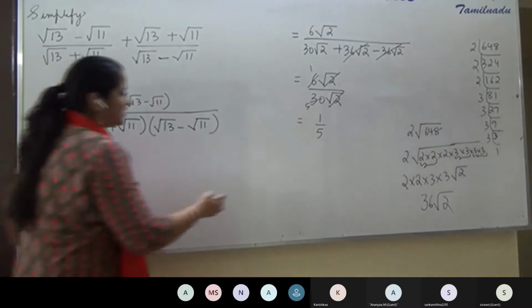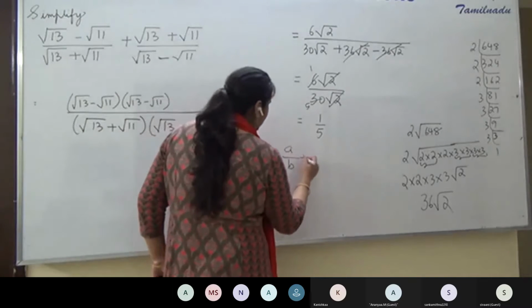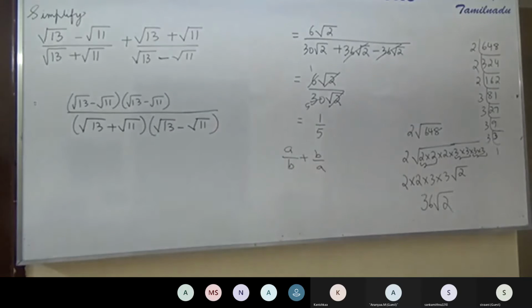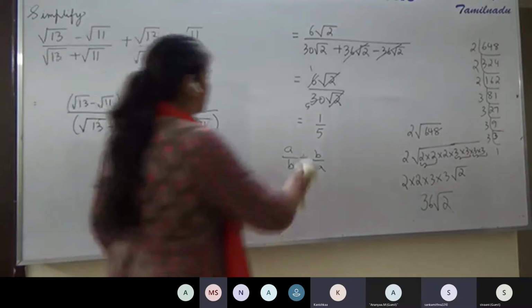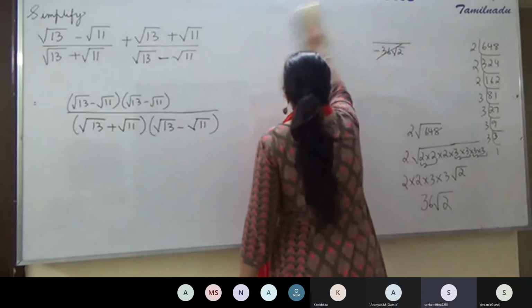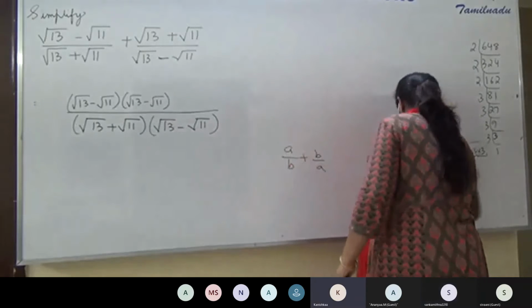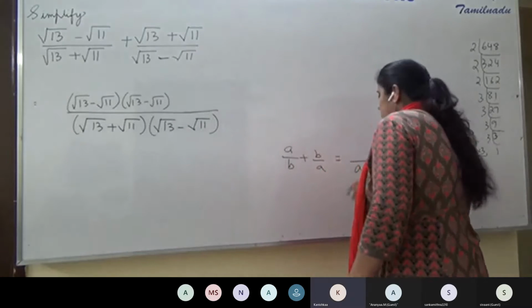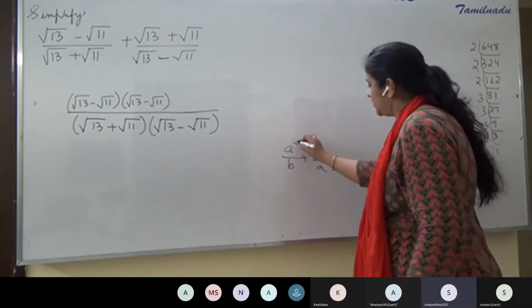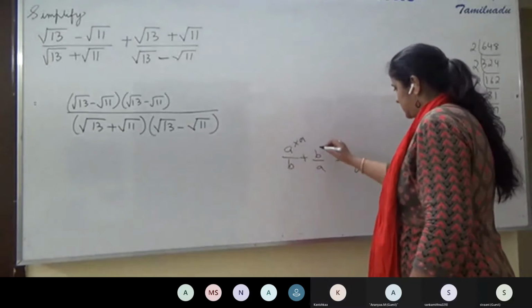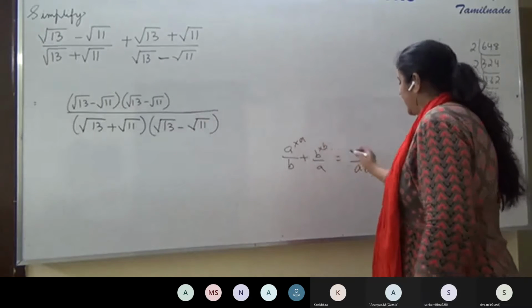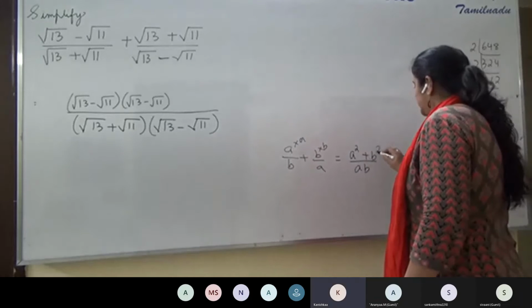How does the LCM work? Children, what is A by B plus B by A? How do you add A by B and B by A? The LCM is AB. Then what do you do? Since we have B, you multiply the numerator with A. And here, since we have A, you multiply the numerator with B. A into A is A squared, plus B into B is B squared.